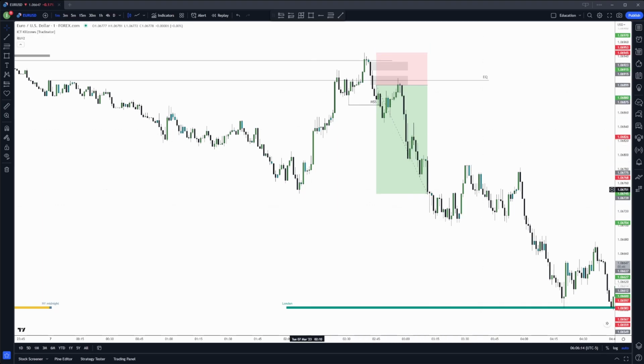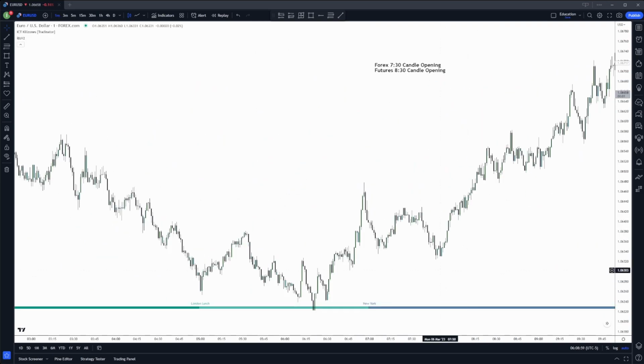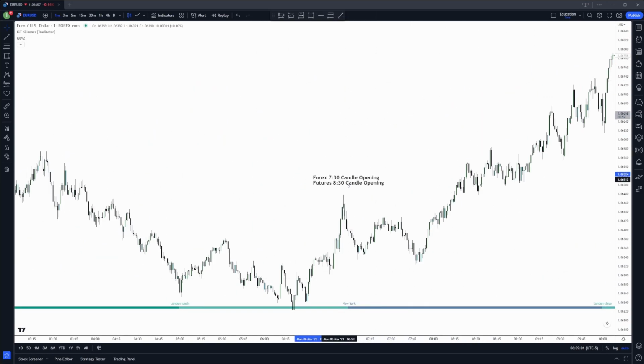And I will now cover a New York session example. So let's go. All right, so when it comes to the New York session, we are going to take the following times into account. So for Forex, we are going to be looking at the 7:30 candle opening as our reference point, as our equilibrium point. And for futures, we're going to be looking at our 8:30 candle opening point as our reference point. Everything below it is going to be discount. Everything above it is going to be premium. It's as simple as that.